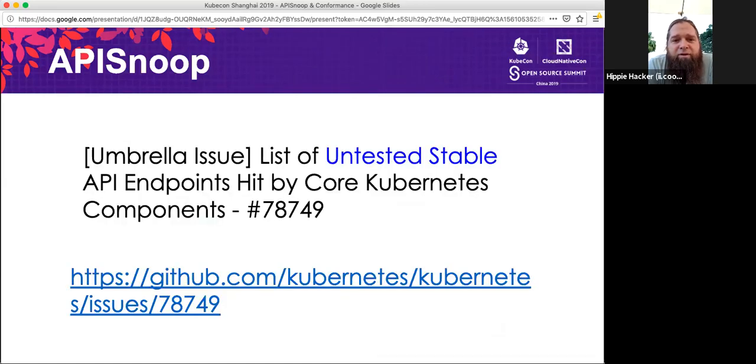Again, we could go back through this list of untested stable API endpoints hit by core, and I've grouped these together by which core component is hitting it with the help of Devin. And it might be useful to go and look at this list.